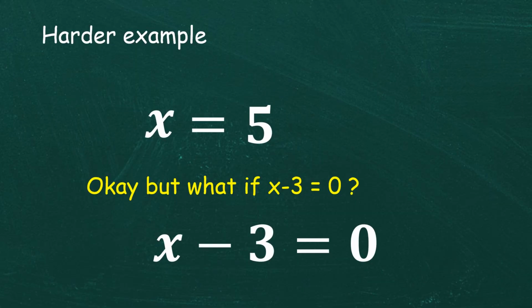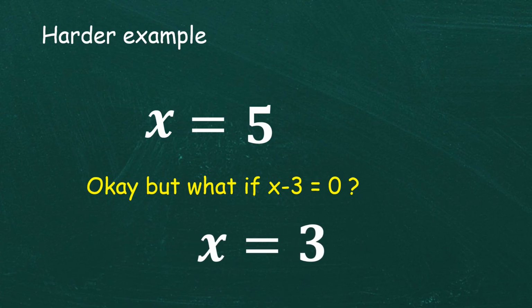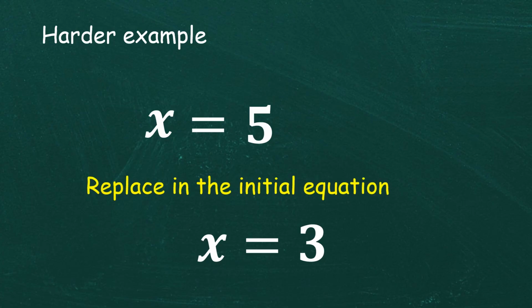But before cancelling anything, ask the question our investigation taught us. Could x minus 3 equal 0? If it can, then cancelling it could make another solution disappear. Set x minus 3 equal to 0, and we get x equals 3. But is 3 really a solution?